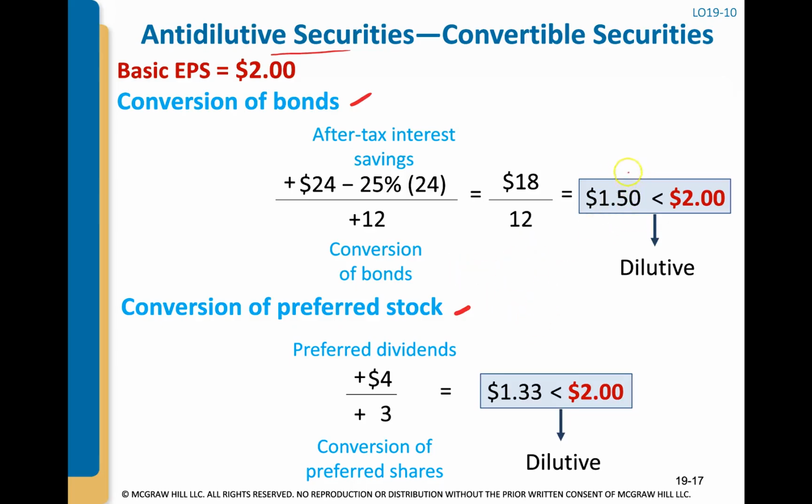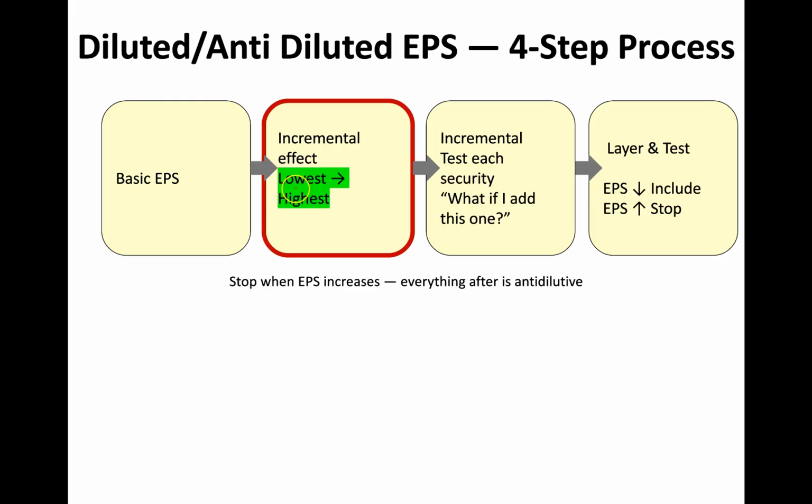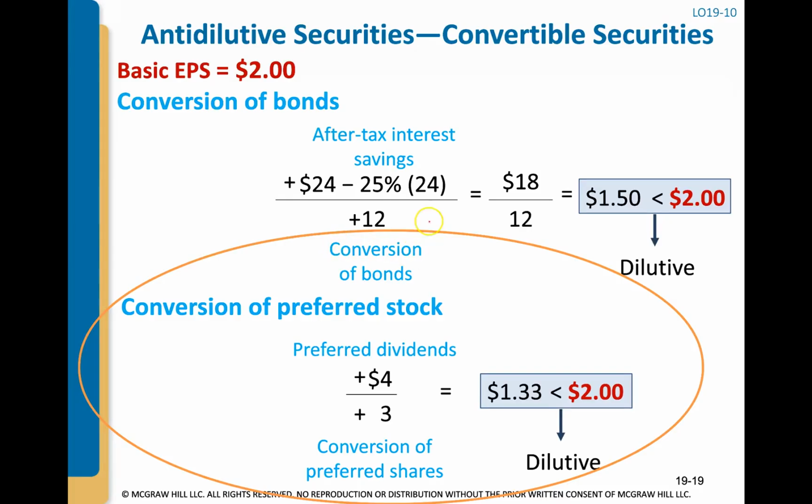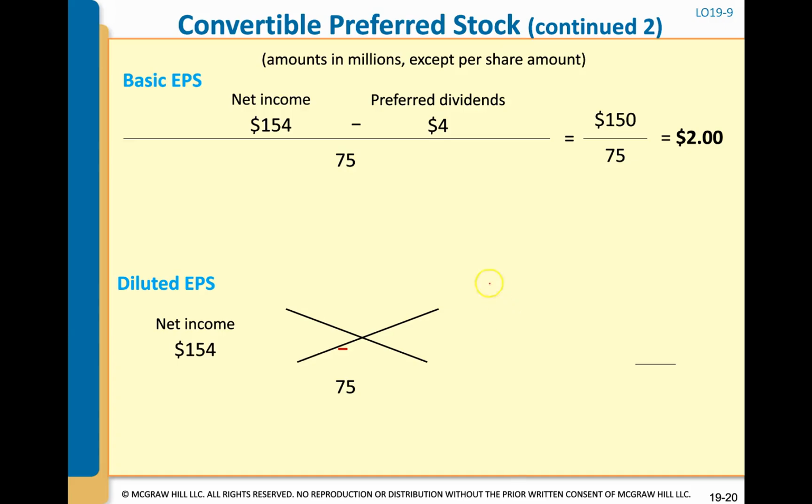Because it's not just ad hoc. You see this one, the conversion of bonds, the incremental effect was $1.50, and the conversion of preferred stock, the incremental effect was $1.33. Well, we include the lowest one. We go from lowest to highest. So in this situation, the preferred stock one is lower. So we're going to layer that in first. So remember, lowest to highest.